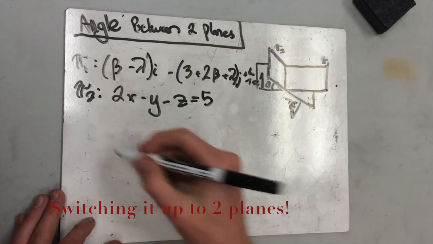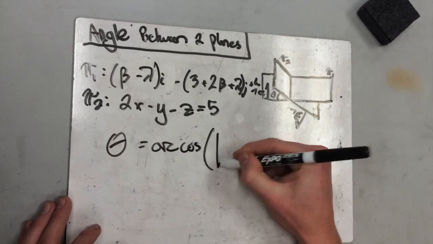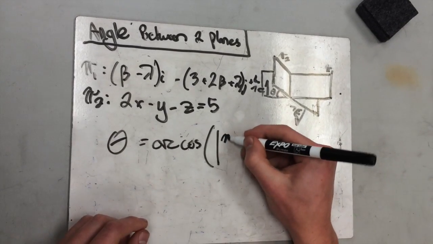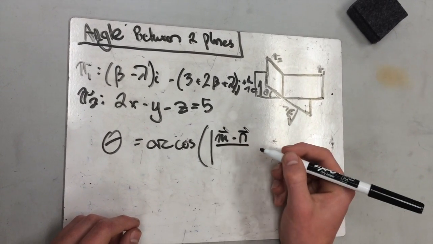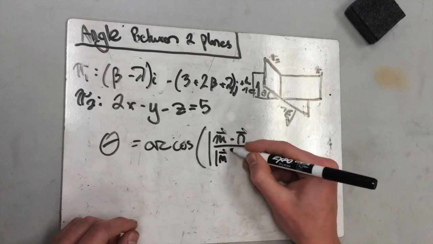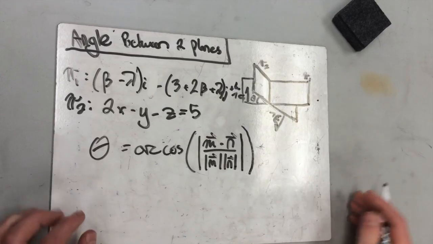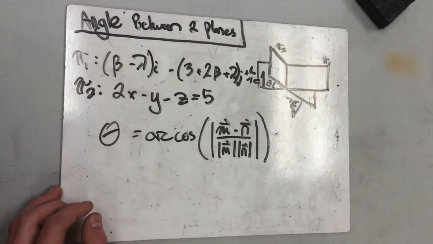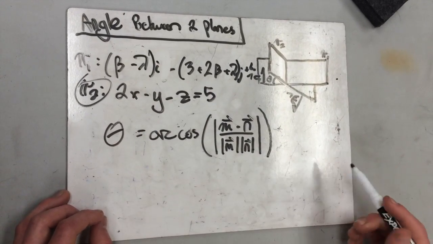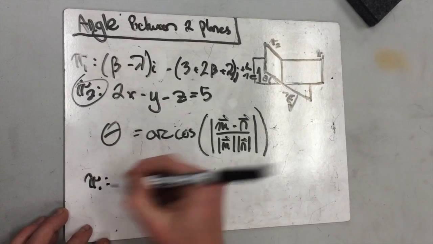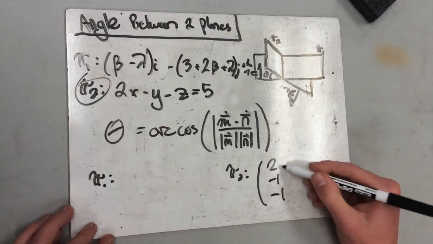So what we're going to go ahead and do is utilize the equation theta equals arc cosine of the absolute value of normal vector m dot product with normal vector n over the magnitude of vector m times the magnitude of vector n. Absolute value of the whole quantity, boom. Okay, so the normal vector of this plane right here is going to be easy to find because we just use the coefficients because it's Cartesian. So go ahead and put that here. That's just going to be 2, negative 1, negative 1.